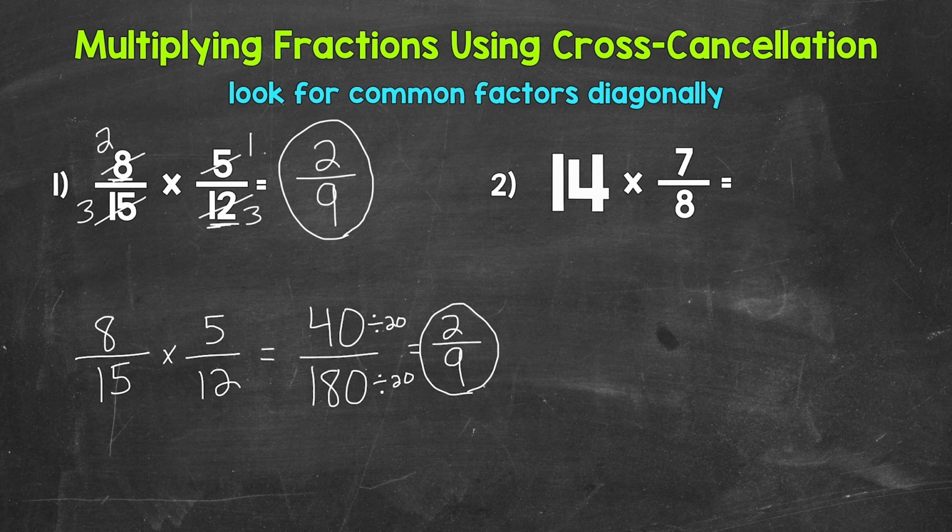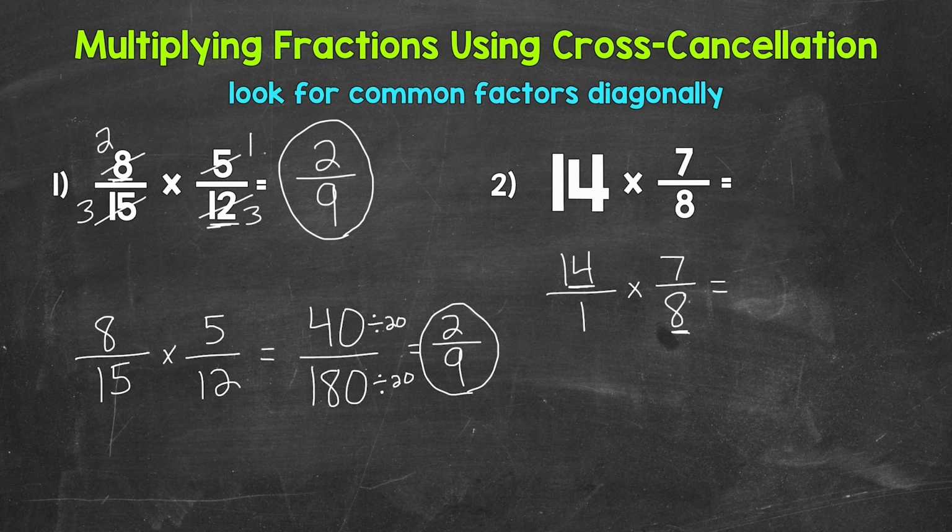Let's move on to number 2, where we have 14 times 7/8. Let's rewrite our whole number in fractional form. So we have a numerator and a denominator. So 14 over 1 times 7/8. Now let's see if we can use cross-cancellation. So looking diagonally, let's start with 14 and 8. So do we have any common factors other than 1 between 14 and 8? Yes, we have a greatest common factor of 2.